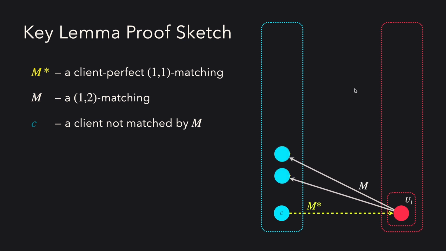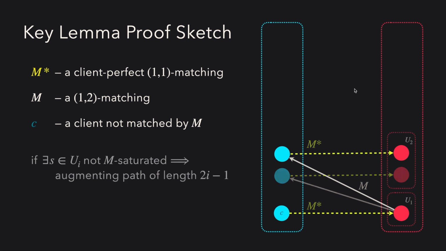Again, we look at where M star matches these 2 clients. If either of these 2 servers is unsaturated by M, say the top one, then we found an augmenting path of length 3. This is indeed an augmenting path since it starts and ends at unsaturated vertices by assumption, and because it alternates by construction.